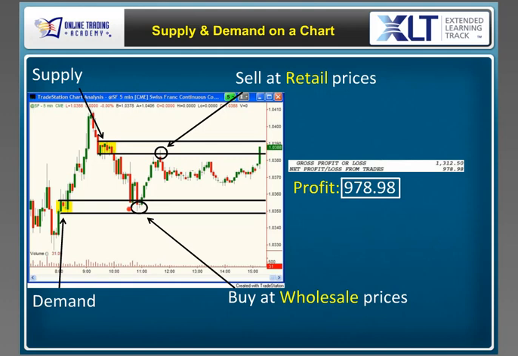So let's talk about step number 2. When price came back to the level, that's where we bought. But who did we buy from? That's a key component to this.